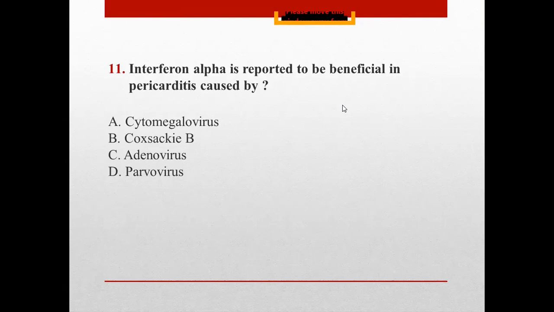Okay, so I can see that those who answered chose the answer C, adenovirus. So let's see the correct answer. It is B. Interferon alpha was reported to be beneficial in treatment of pericarditis. The only one of these 4 viruses that can respond to interferon alpha is the Coxsackie B virus, not the cytomegalovirus, not the adenovirus, and not the parvovirus. Okay.